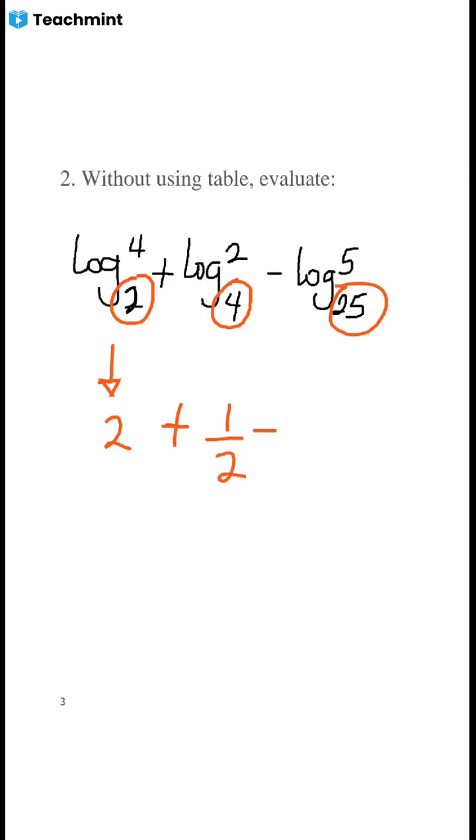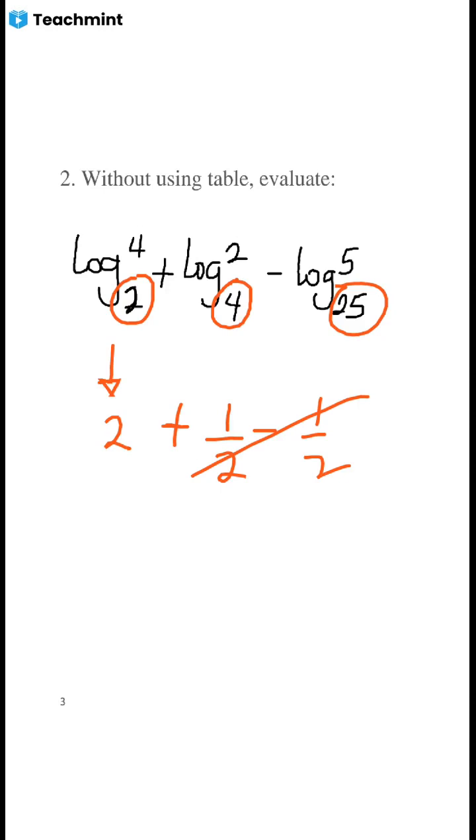Minus, what power are you going to give to 25 to make it 5? You are going to give it power of half also. 25 raised to power half, that's the square root of 25. That is half. Can you see? 2 plus half minus half. So our answer is 2.